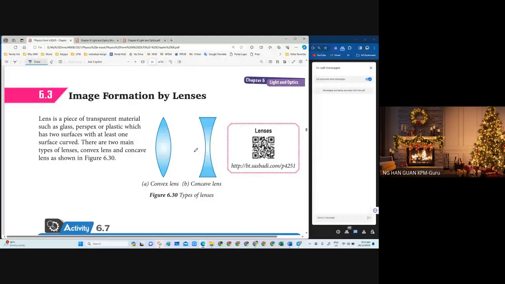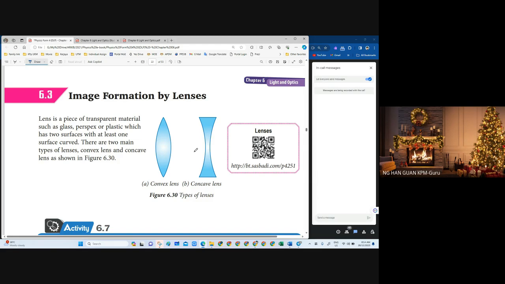So now we look at 6.3, lenses. To study these lenses, first our focus is on the ray diagram. First, you must learn how to draw to form the image. Second is to study the characteristics of the image formed. Please remember, it's talking about the image. We can't change anything on the object itself.